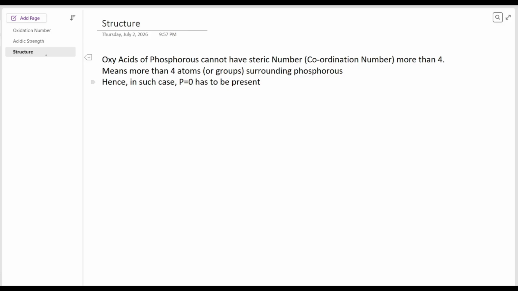Before drawing the structure, you should know this point: oxy acids of phosphorus cannot have a steric number more than 4. Means whenever you are getting the phosphorus like this, with 5 bonds, never draw 5 bonds. It is not possible. One of the bonds has to be P double bond O.